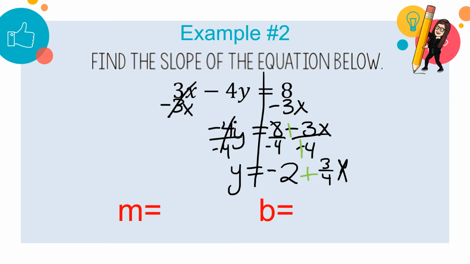y is by itself. Here's what's new today. Let's identify the parts. The number in front of x is my slope. It's a positive 3/4. The number by itself is my b. Include the sign.